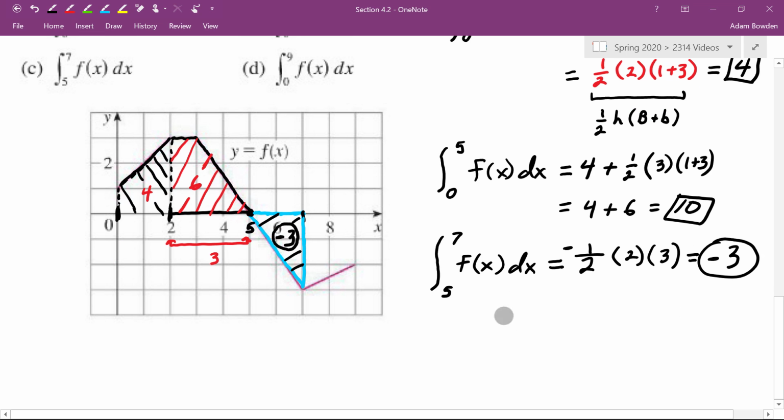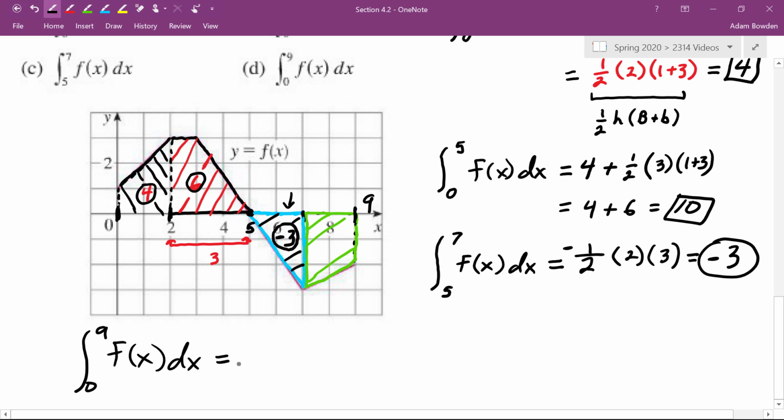And then lastly, let's do the integral between 0 and 9 of f of x dx. So now we're going all the way to the end. We already have 4 in this section, 6 inside here, -3 in that triangle. The last shape at the very end will form another trapezoid. So we'll just consider finding the area of another trapezoid here. Let's see. So that'd be 4 plus 6. Those are the first two areas, and then the -3. The one that we're about to have to do will also be another negative, so we'll just put a negative there.